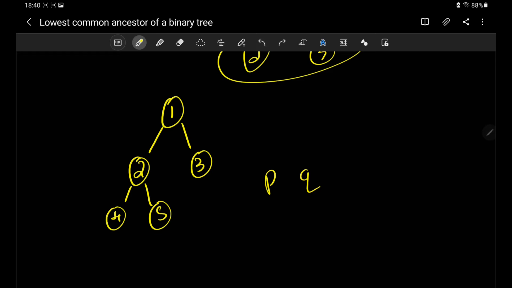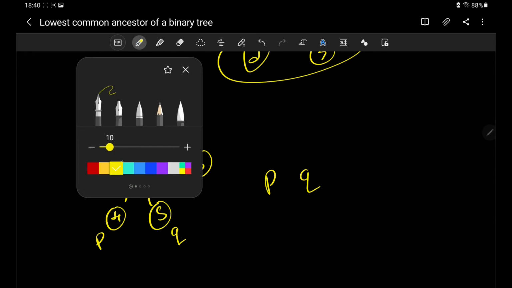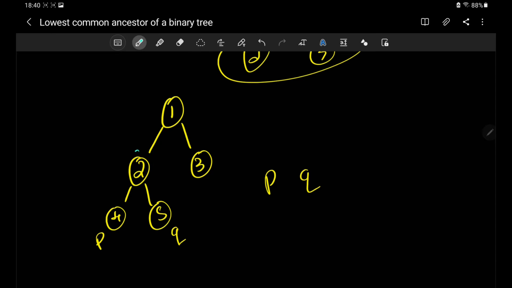I will see that there is just one unique node in the tree from which you can reach both of them. For example, 2 here can reach 4 from its left subtree and can reach 5 from its right subtree, and that is the only node which can do this.